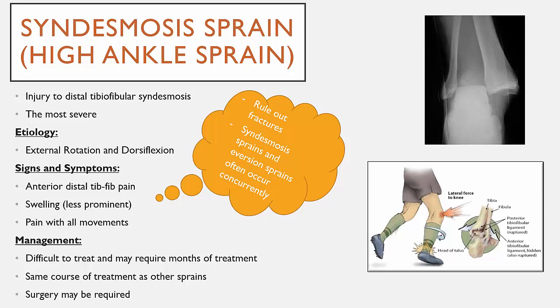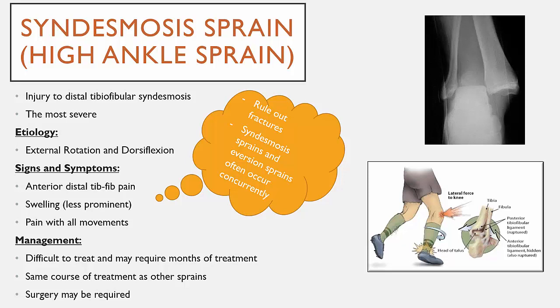Signs and symptoms of a syndesmosis or high ankle sprain are anterior distal tibia and fibular pain, swelling, but it is usually diffuse and is not as prominent as a lateral ankle sprain, and pain with all movements, but especially with weight-bearing activities.